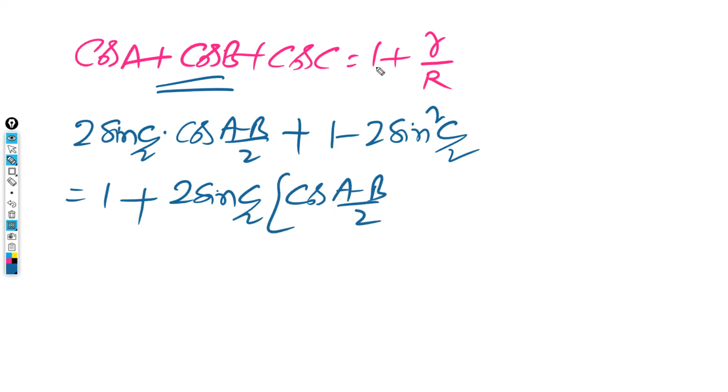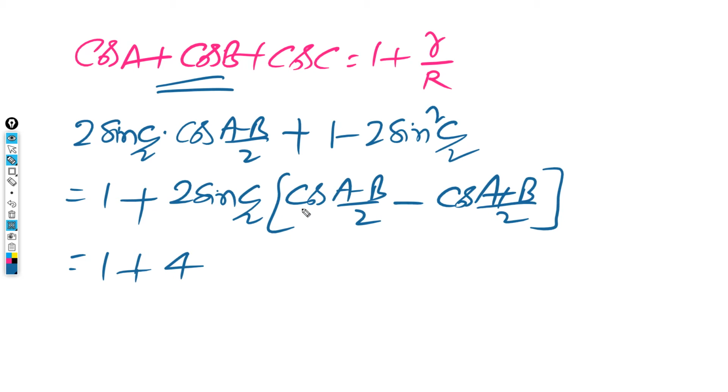Sine C by 2 can be written as cos of (A plus B) by 2 because the sum of the angles of a triangle is 180 degrees. A plus B plus C is 180 degrees. We are making use of it. And 1 plus, this is cos (A minus B) minus cos (A plus B). Cos (A minus B) minus cos (A plus B) is nothing but 2 sine A sine B. So finally you'll get it as 4 sine A by 2 sine B by 2 sine C by 2.